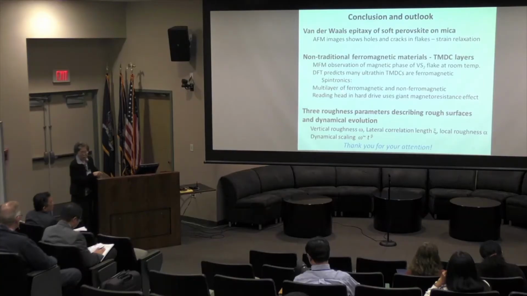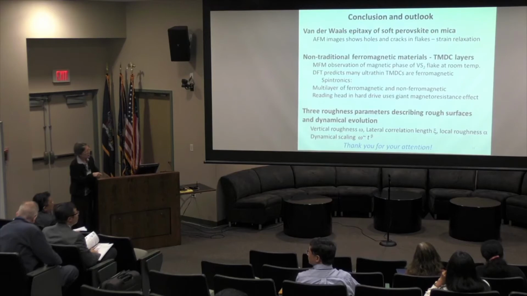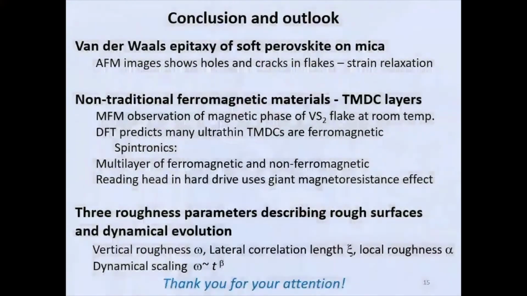Another example is this VS2 flake that I talked about, where using magnetic force microscopy, we learned that it has room temperature ferromagnetism. This is very important because everybody uses iPhones and computers. The reading head in your laptop is actually made of a ferromagnetic material and a non-ferromagnetic material, like a sandwich. Imagine if you can use your TMD material as the ferromagnetic material in this reading head. So you can have another dimension.